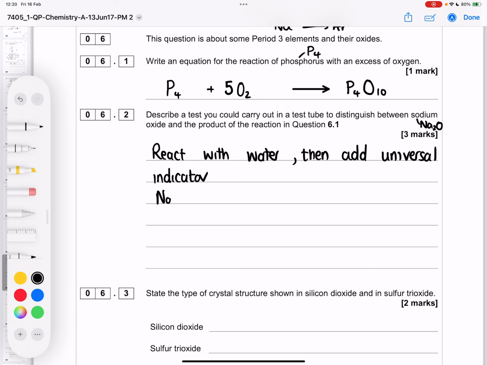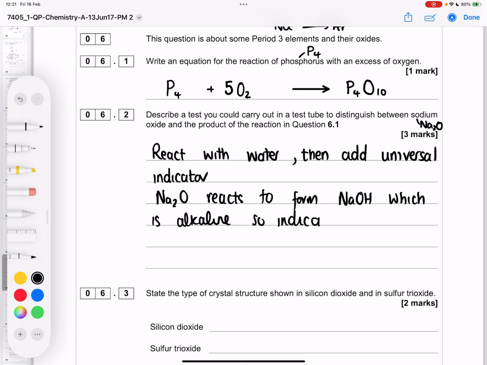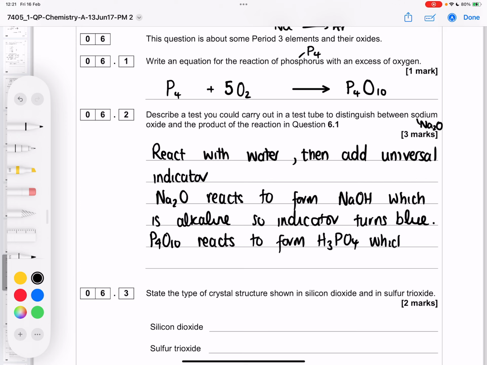So Na2O reacts to form NaOH, which is alkaline. So the indicator turns blue. P4O10 reacts with water to form phosphoric acid, H3PO4, which is acidic. So indicator turns red.